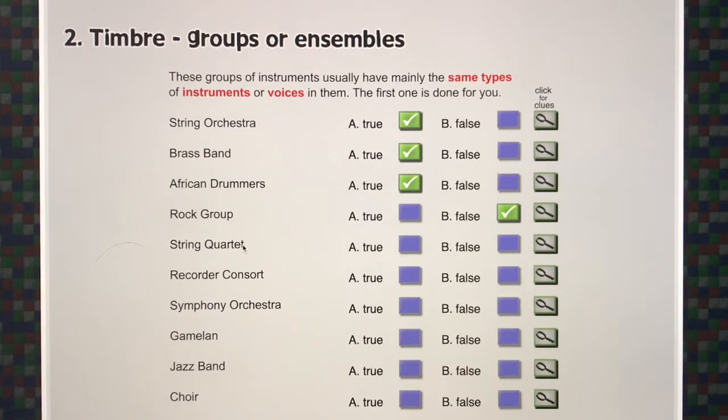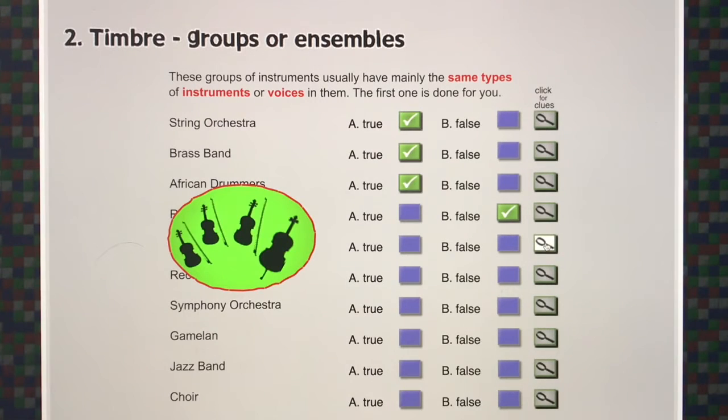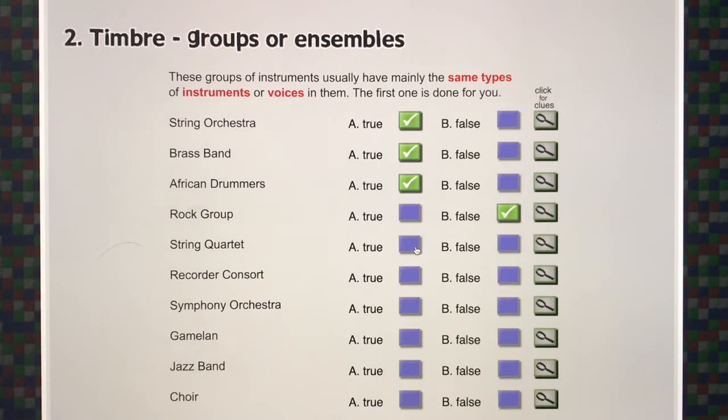String quartet. So strings again. Quartet 4, a group of 4, an ensemble of 4 string players. Let's just check the clue. And there they are. 2 violins, going from left to right, 2 violins, slightly bigger viola, and a cello. Those are the instruments that make up a string quartet. So it is true.